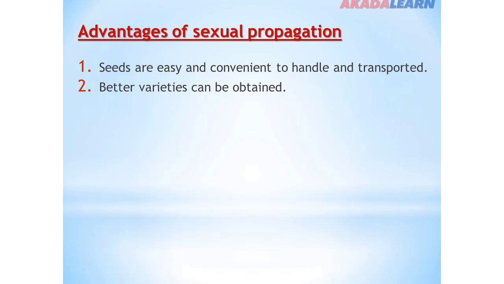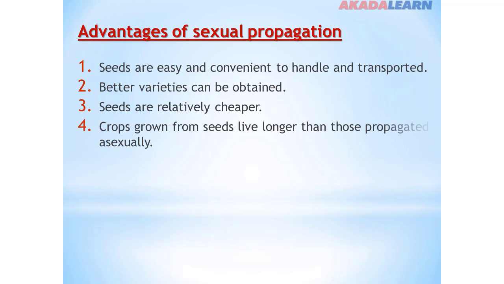Remember, in asexual crop propagation, the offspring has no difference from the parent. But in sexual crop propagation, because pollination is involved, there is room to have different varieties of that crop. Seed are relatively cheaper. Crops grown from seed live longer than those propagated asexually.